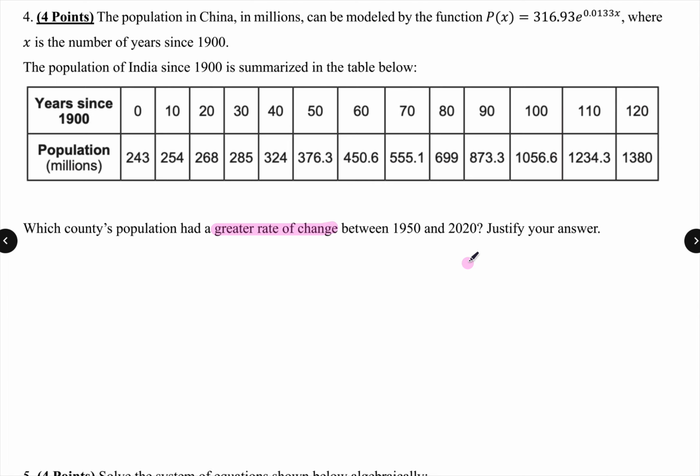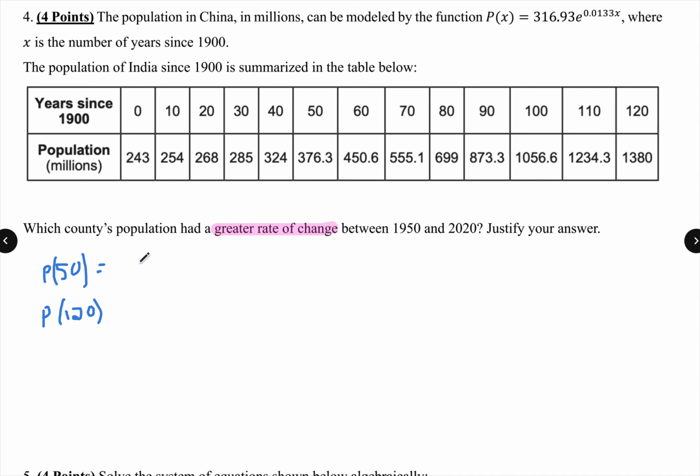Rate of change is always going to be the change in outputs over the change in inputs. If I look at China, I'm going to start by taking this function and plugging in the number of years since 1900. So if I'm looking between 1950 and 2020, I want to take P of 50, because that's 50 years past, and also P of 120, because that would be 120 years between 1900 and 2020.